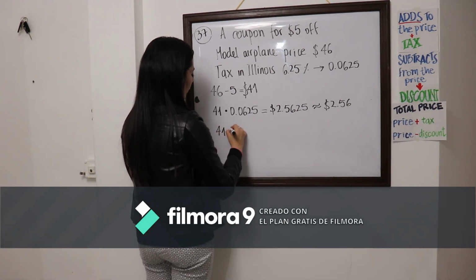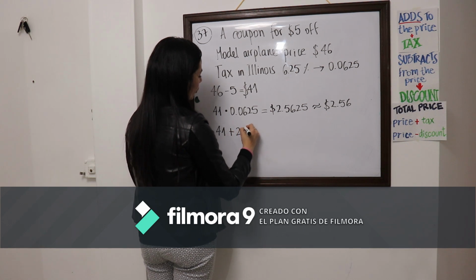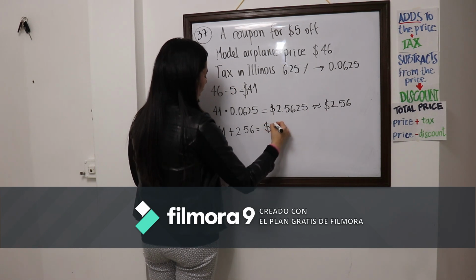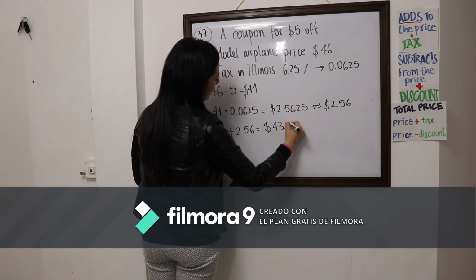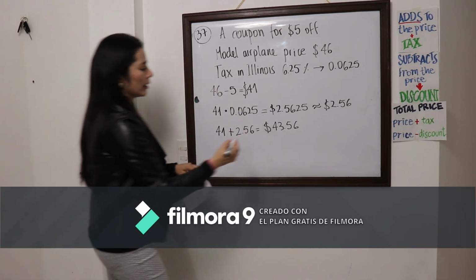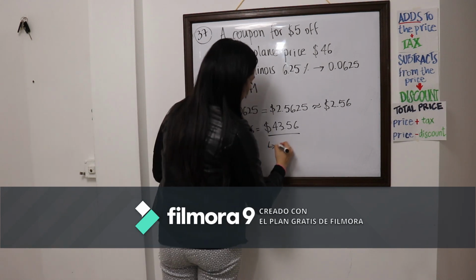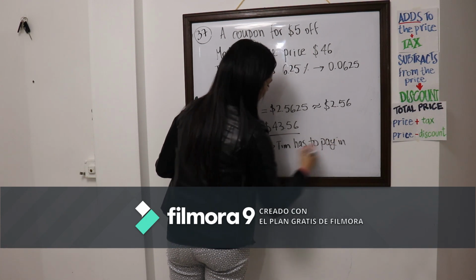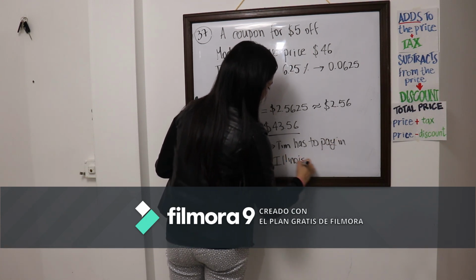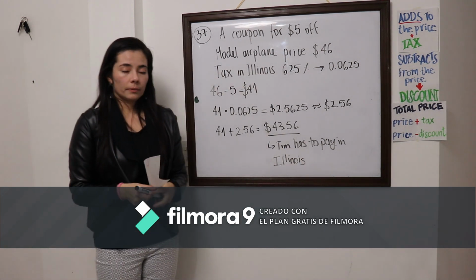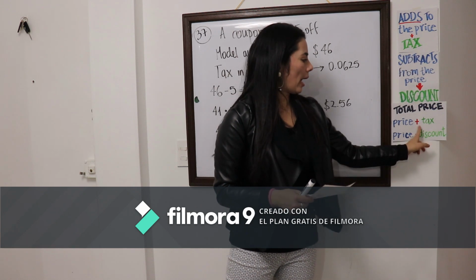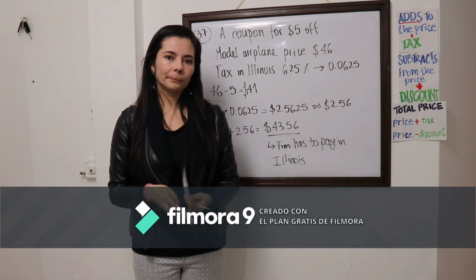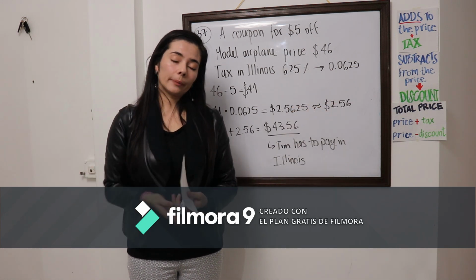And we're just gonna add that. So we take the $41 and we add it with $2.56, which makes it a total amount of $43.56. And so this is what Tim has to pay in Illinois. Okay? It really is not difficult, but just be careful about when to add and when to subtract. And when it is both, do first the discount and then the tax, okay? That's it. I'll see you to begin chapter 19 with you guys later.